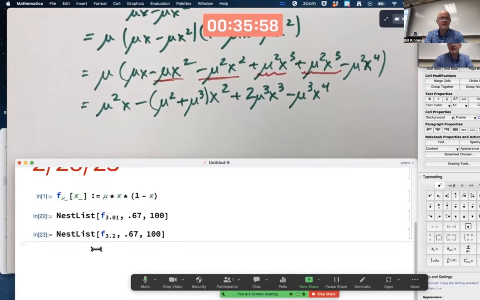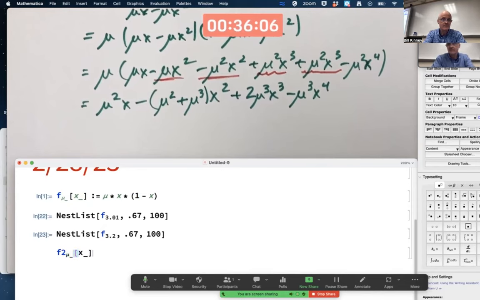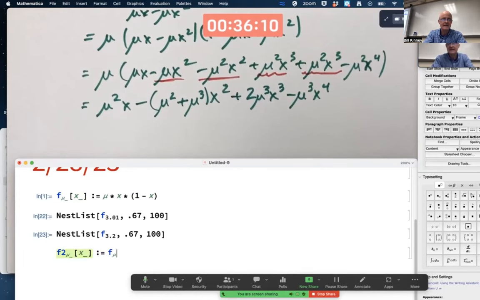Let's try Mathematica to confirm. So I could use the subscript button if I like. I could call it f2 like this if I like. I'm composing f mu with itself, so I can do the thing.